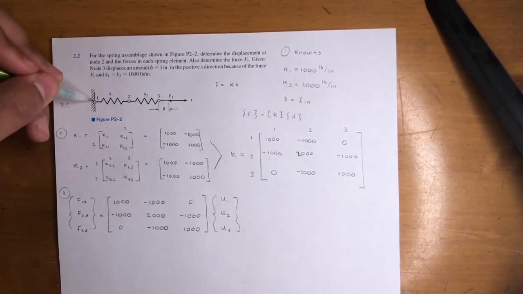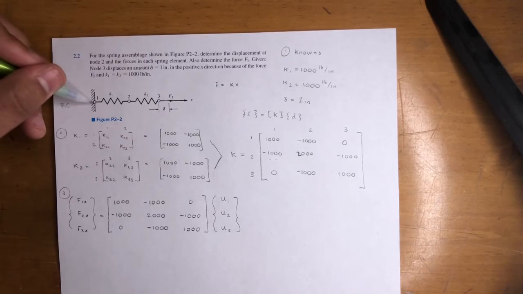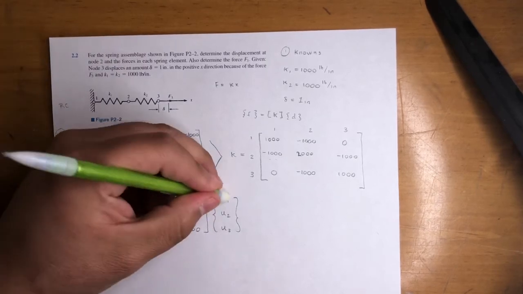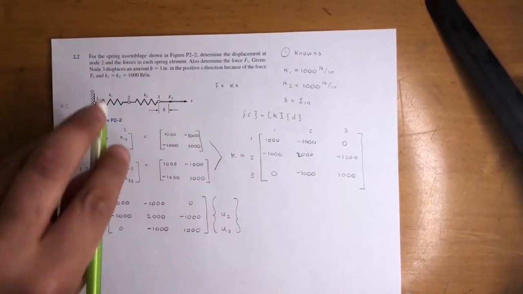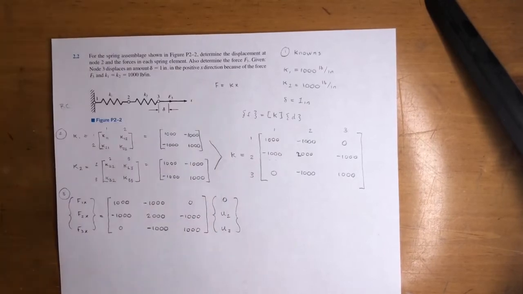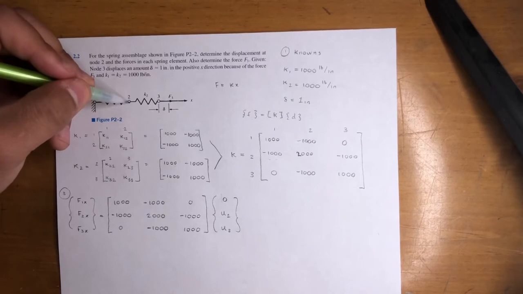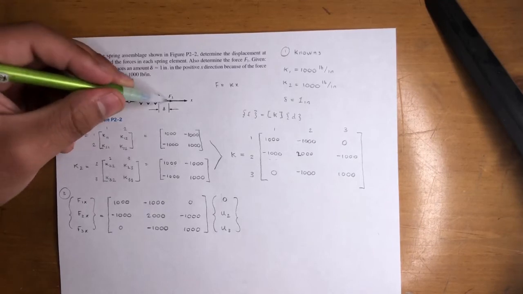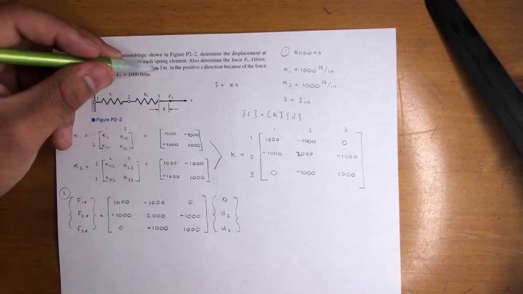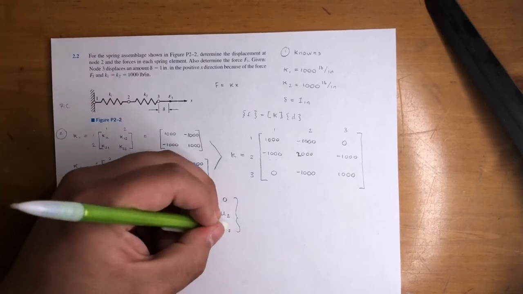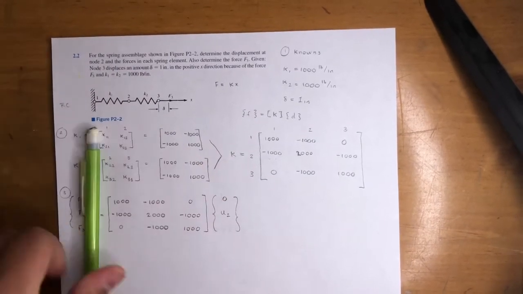Node 1 will never move. No matter how much force you put here, it's fixed. So that means this boundary condition is 0. It's never gonna move, right? U2 is gonna move, right? When you pull, this is gonna move some distance this way. U3 is going to move. They give us the delta, 1 inch. So U3 will move forward 1 inch after you apply a force.